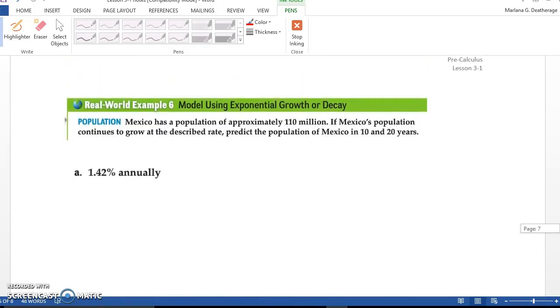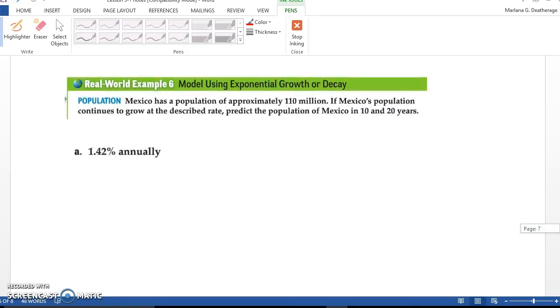This is a population question, not an interest question. Mexico has a population of approximately 110 million. If Mexico's population continues to grow at the described rate, predict the population of Mexico in 10 years and 20 years. For part A, the rate is 1.42% annually. So let's get the information that we have here.